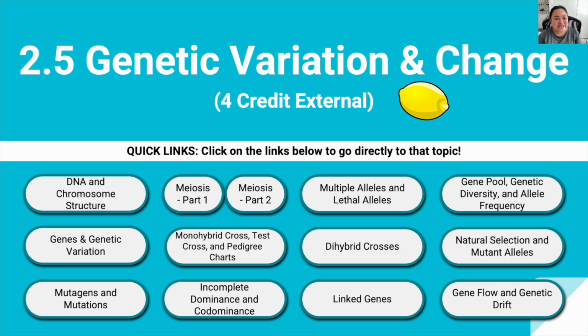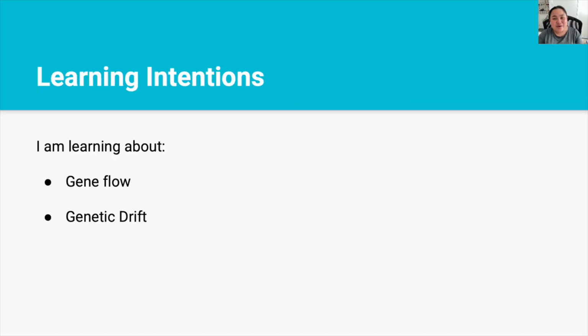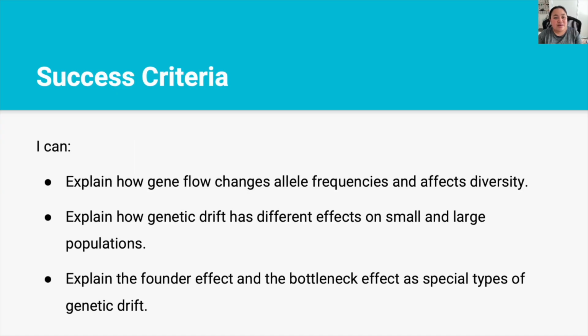This is video 14. In this video, we're going to explore two important processes that change allele frequencies in gene pools: gene flow and genetic drift. By the end of this lesson, you should be able to explain how gene flow changes allele frequencies and affects diversity, explain how genetic drift has different effects on small and large populations, and explain the founder effect and the bottleneck effect as special types of genetic drift. Let's get started.